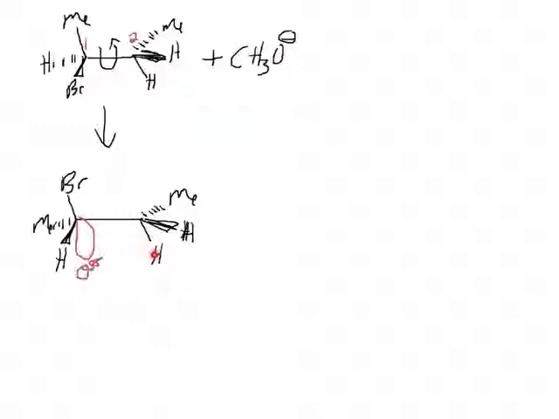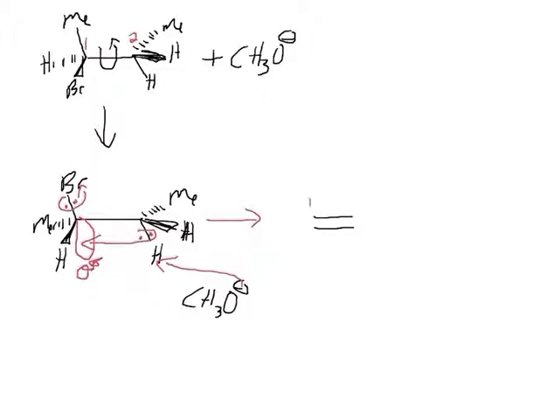Okay. Right? So what happens, our base comes, takes the hydrogen. As it does that, the 2 electrons here go into sigma star, which forms that new pi bond. And as those electrons go into sigma star, the carbon-bromine bond, of course, breaks. So there's 3 arrows. Now, we know we're going to form a pi bond.